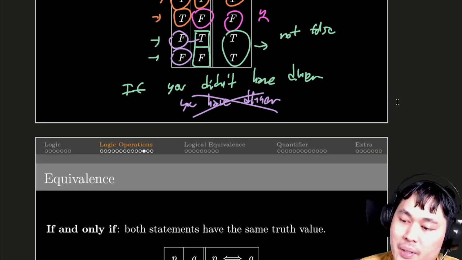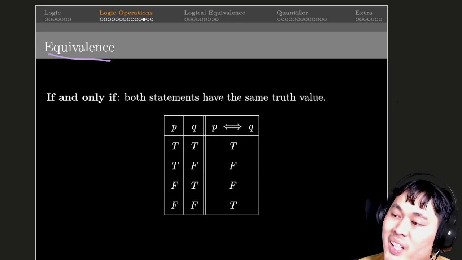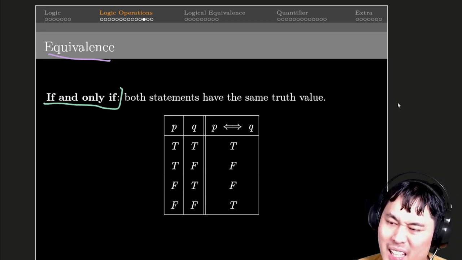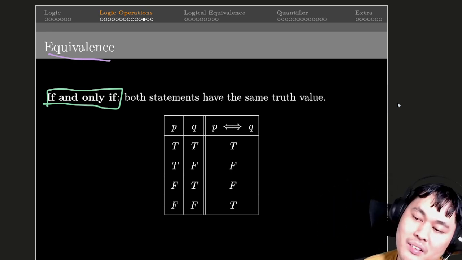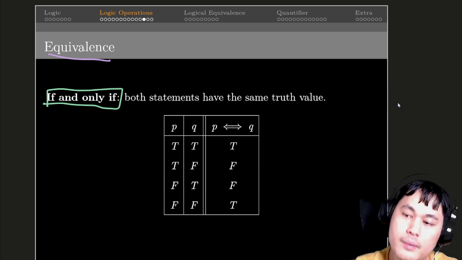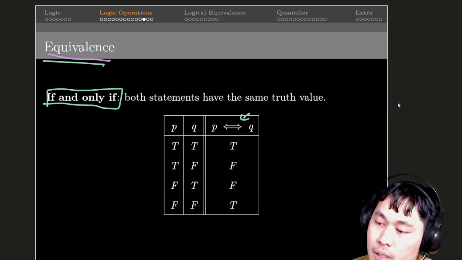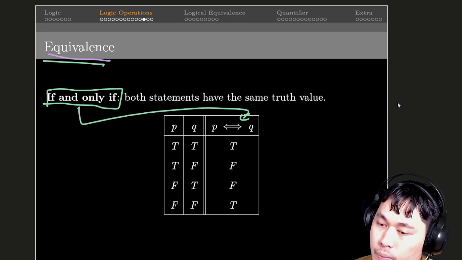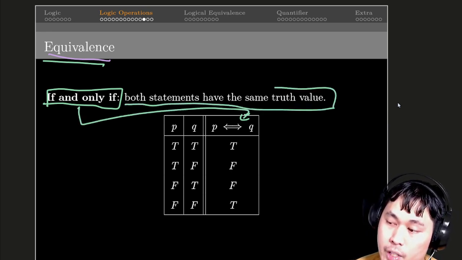And lastly, we have equivalence. You hear this a lot in math, but not in life, because you don't actually use this in real life. If you compare two statements with this equivalent, or if and only if symbol, the name of the symbol matches. And that means both statements have the same truth value.